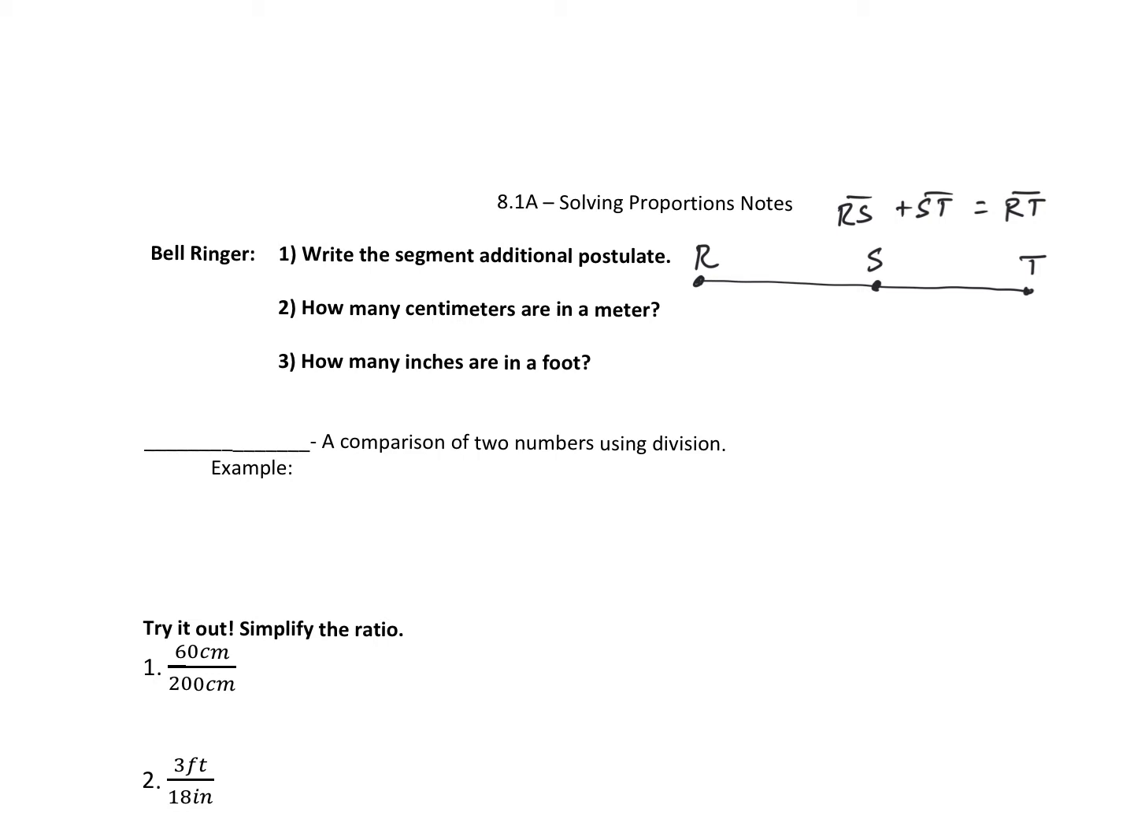Next, how many centimeters are in a meter? So from 8th grade, you should know centimeter. That word centi means 100. Like if you have a centennial, that's 100 years. So there are 100 centimeters in 1 meter.